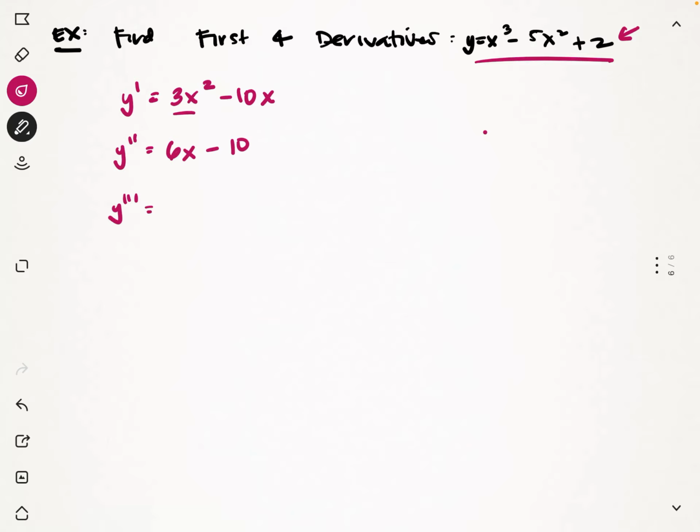Three tick marks, that's the third derivative. 6x derives out to be 6. The 10 is constant, so that's gone. And then y to the fourth, or the fourth derivative, would be 0. Right, because the derivative of a constant is 0. So there's your first 4.